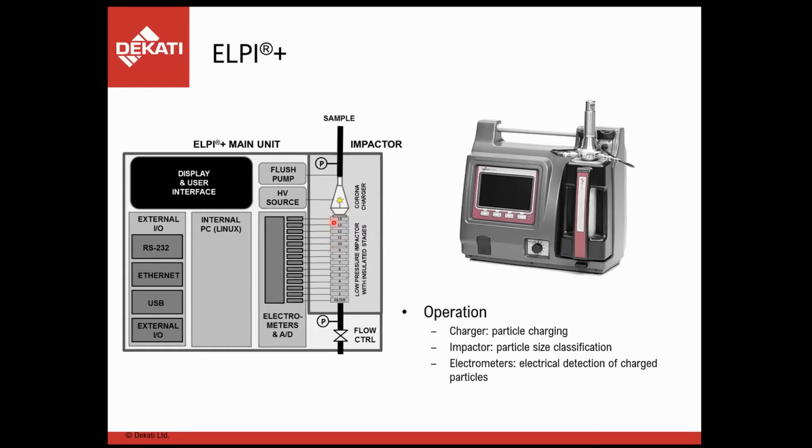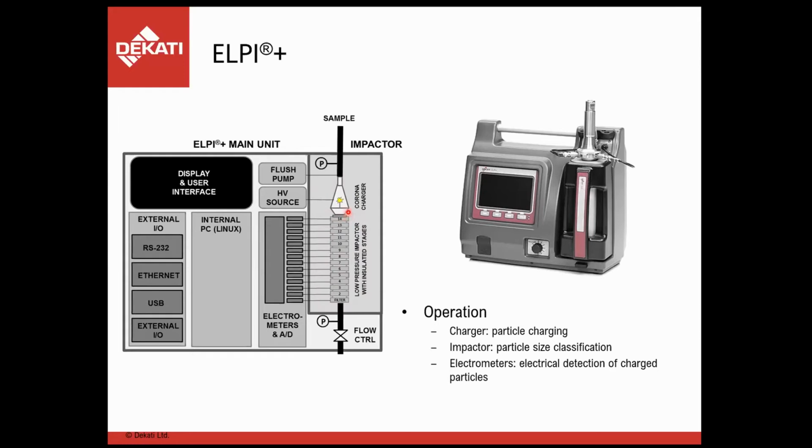Now, these impactor stages are insulated from one another, so each one acts as an individual Faraday cup. Then we have electrometers connected to each impactor stage, and with these electrometers, we get a real-time signal of the amount of particles that are collected in each stage. So when we know the charging efficiency of the charger and we know the size from the cascade impactor, we can directly get size distribution and concentration of the aerosol.